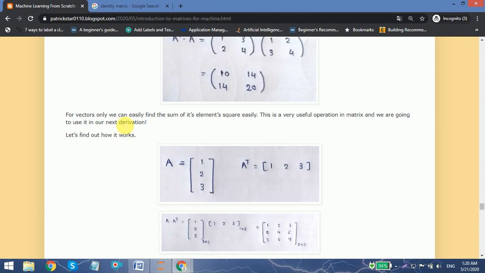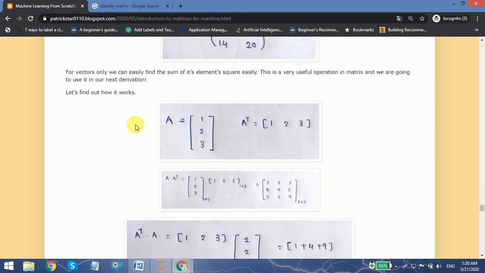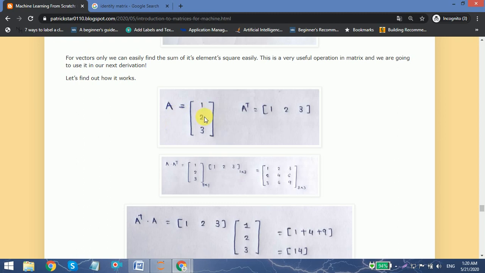So for vectors, we can easily find the sum of the squares of its elements. This is a very useful operation in matrices, and we are going to use it in our next derivation, I mean in our next video. So let's see how it works. So here is our A matrix, sorry, A vector, and here is the A transpose vector.